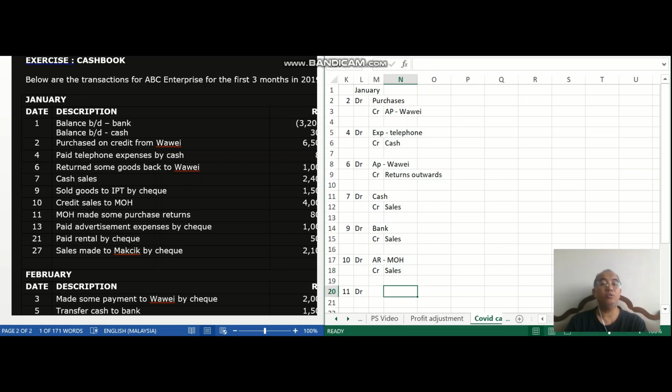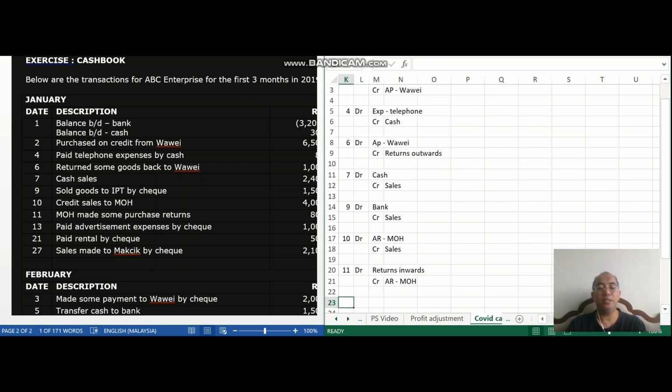The next day, MOH made some purchase returns. Who is MOH? MOH is our AR. So when they do a purchase return, that is returns inward, sales returns inward. So debit returns inwards and credit AR, MOH. Is it MOH? Yeah, MOH.